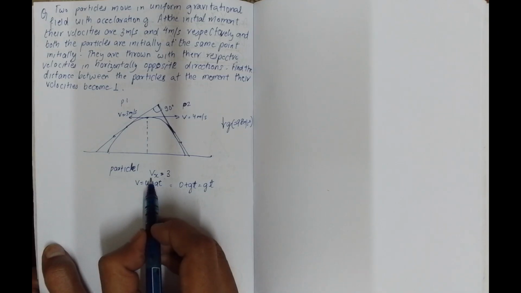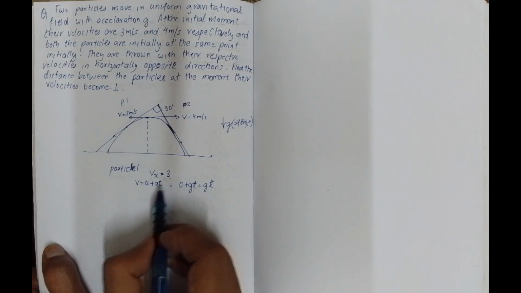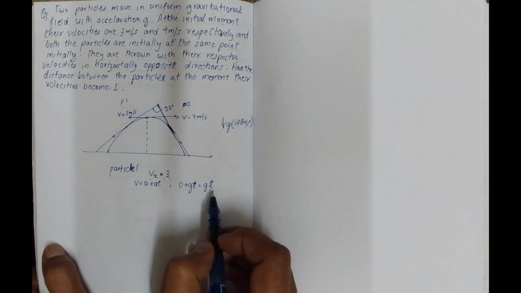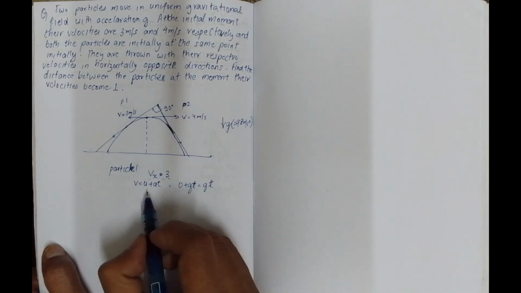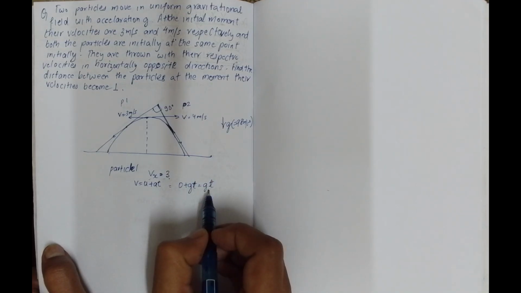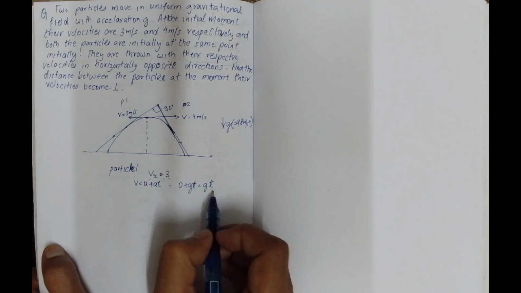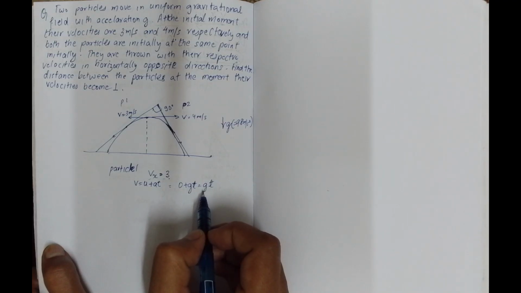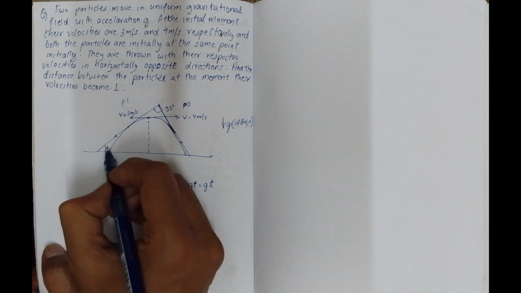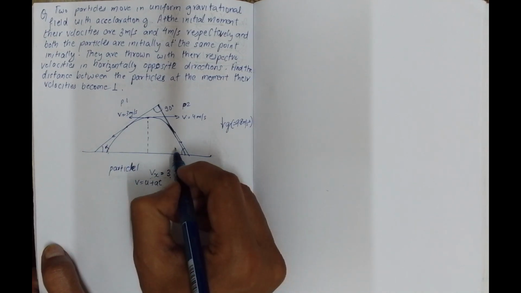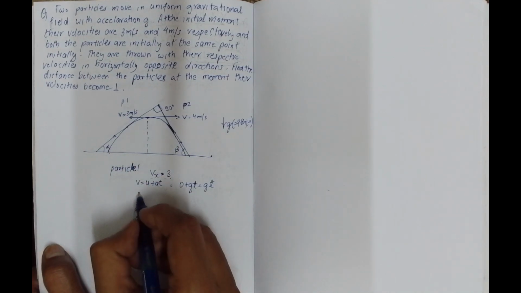So the horizontal component is always 3 meters per second. The vertical component after time t, where t is any time, is equal to gt. So if this angle is alpha and this angle is beta, what is tan alpha?